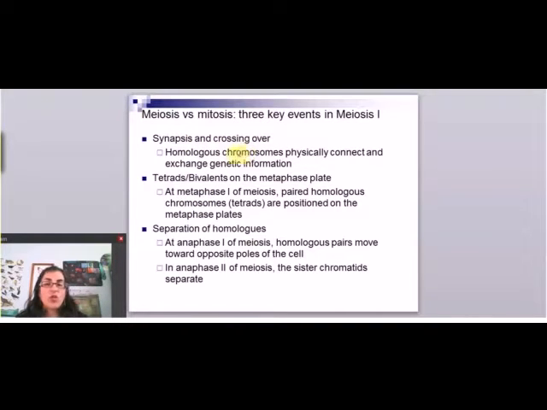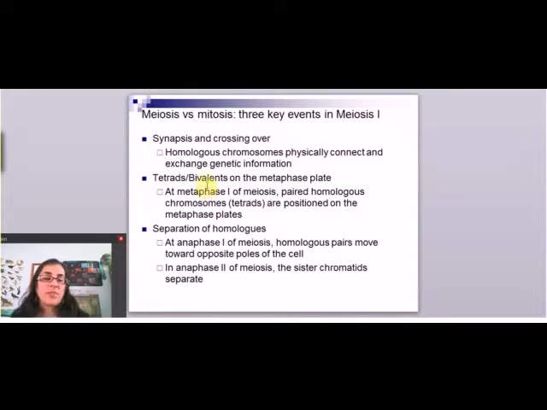Synapsis and crossing over only occur in prophase 1 of meiosis 1. This is when the homologous chromosomes are going to physically touch each other, and while they're touching each other, they'll exchange matching pieces of information. I didn't say this earlier, but I want to emphasize that the only way this is a normal, healthy process is if they exchange matching pieces. If they exchange unmatching pieces by accident, that's going to create a mutation. So the normal process is that they exchange matching pieces of genetic information.